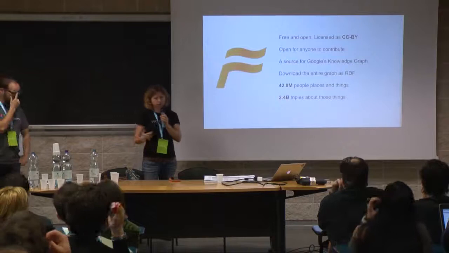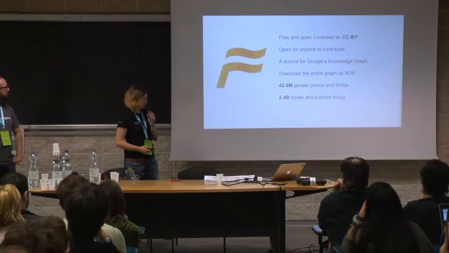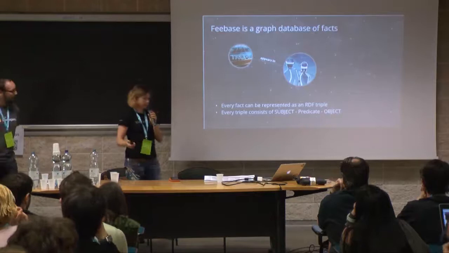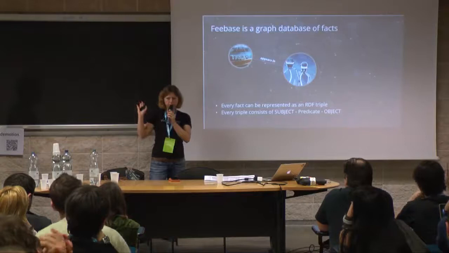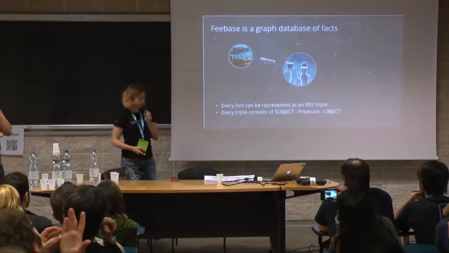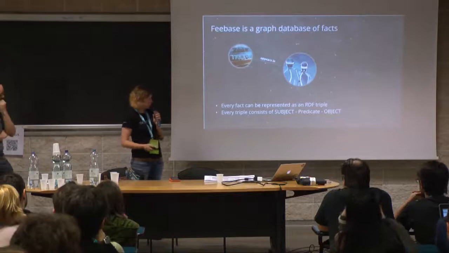It's quite important to understand how those facts are represented in this data source so that later on Felipe can show you how to process them in BigQuery. The facts in Freebase are in a graph database. How many of you know graph databases or RDF? Oh, quite a lot of people, awesome. Just to quickly recap for people not familiar with it, every fact can be represented as an RDF triple. It's called a triple because it consists of three parts. Every fact has a subject, a predicate, and an object.